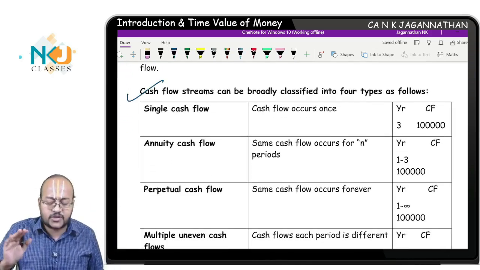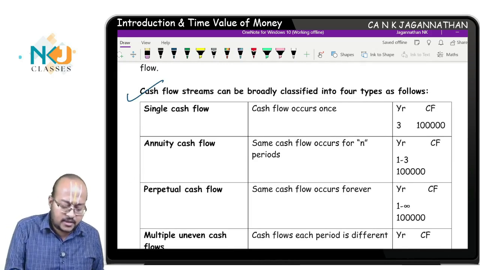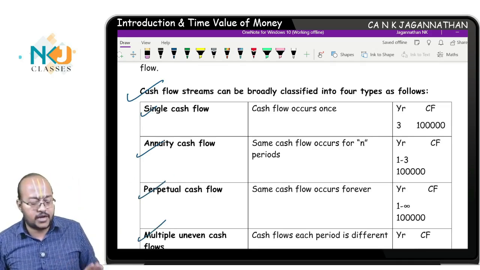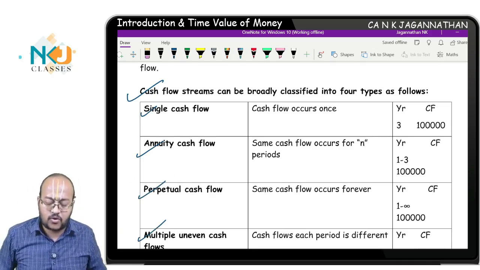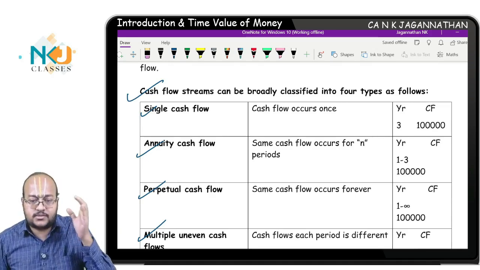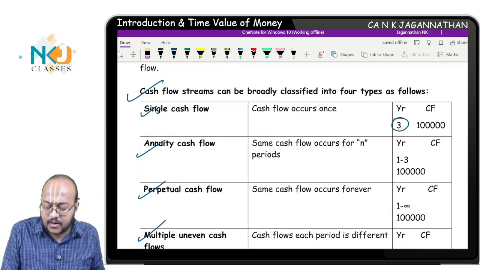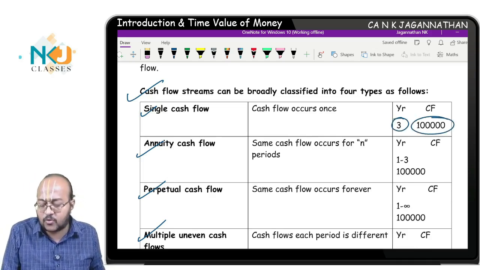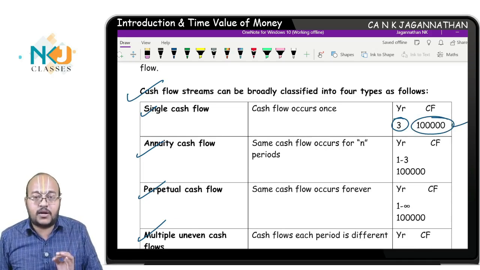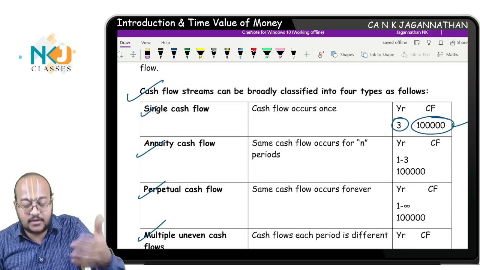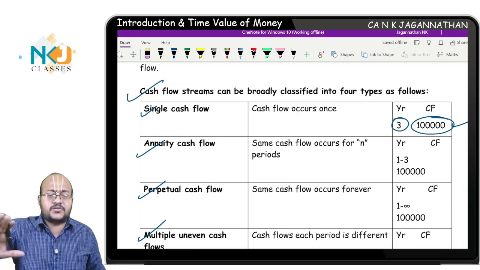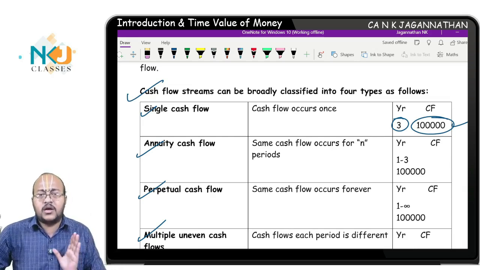See, 4 different cash flow streams are available. One is single cash flow, annuity cash flow, perpetuity cash flow and multiple uneven cash flow. Take single cash flow for example. What do you mean by single cash flow? Very simple. The cash flow occurs only once. For example, after 3 years, you are going to receive 1 lakh rupees as cash flow, and it is a one-time event. You are going to receive this 1 lakh rupees only at the end of year 3. This is called single cash flow. Okay. How to discount and find present value, we will discuss elaborately.